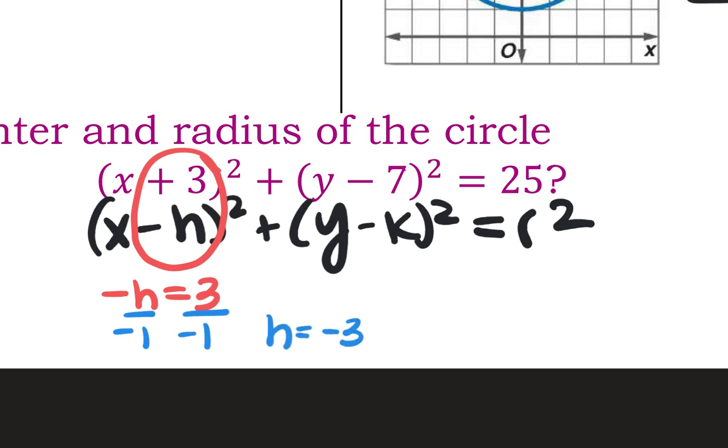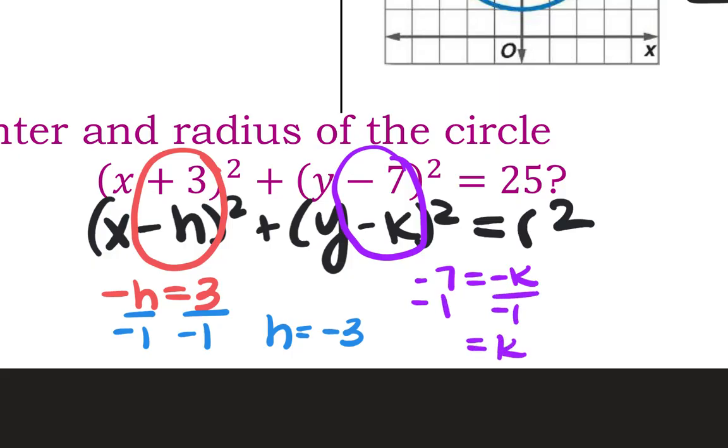All right, do the same thing with your k. We have negative 7 equals negative k. I want that to be a positive k, so what do I have to divide by? Negative 1. So k has the value of 7. All right, so these are your answers.